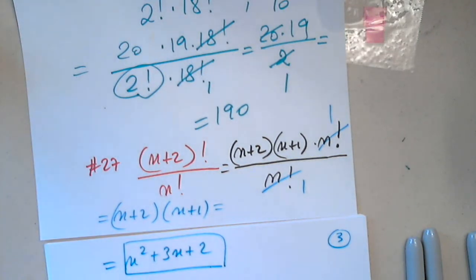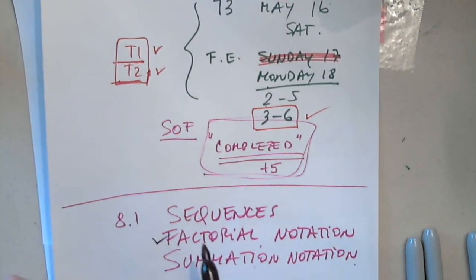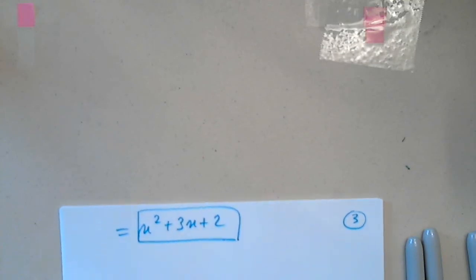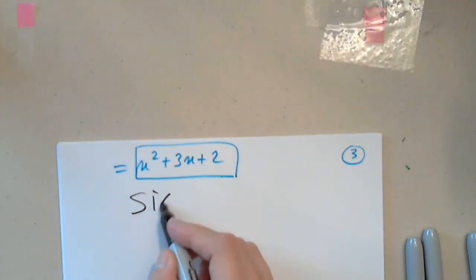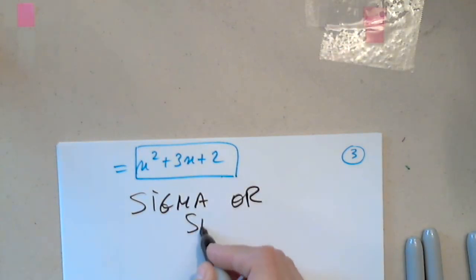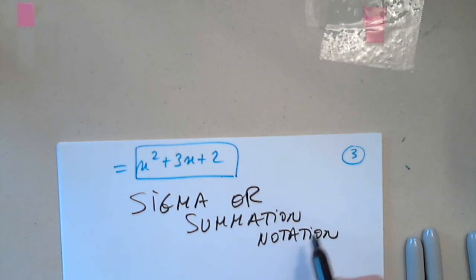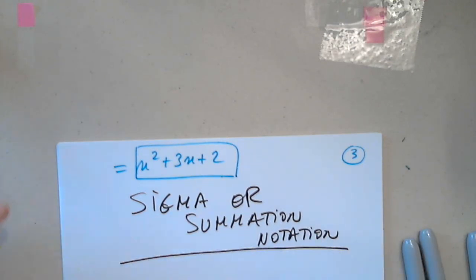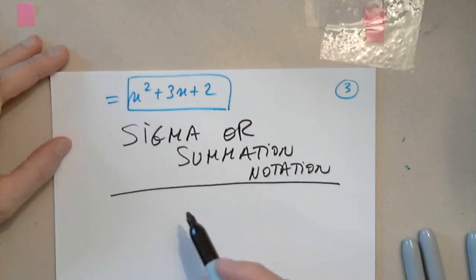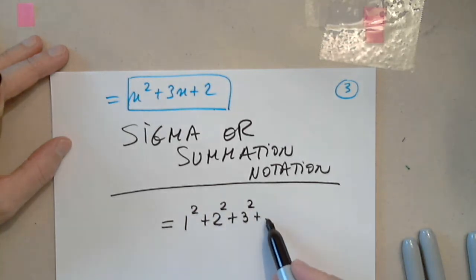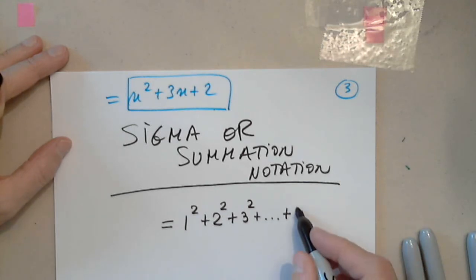Okay, so from our list, for now we accomplished factorial notation. Let's move on to the summation notation and see what that means. And we can go back to other examples. Sigma, or summation notation. So let's suppose I want to add 1 squared plus 2 squared plus 3 squared, dots, 10 squared.